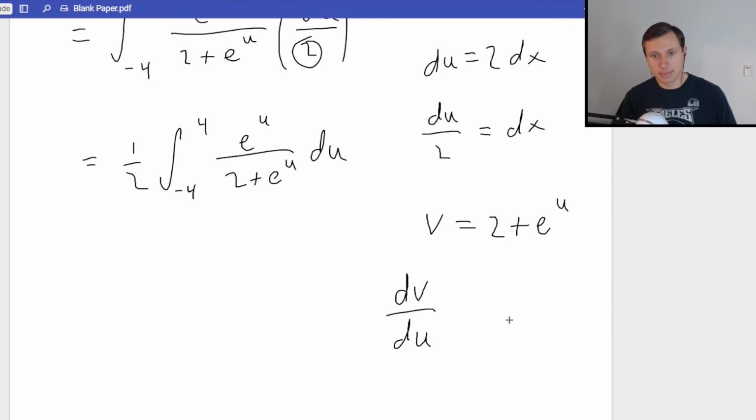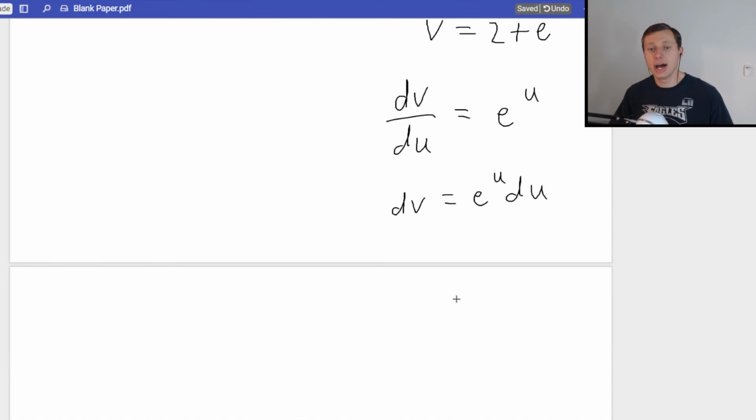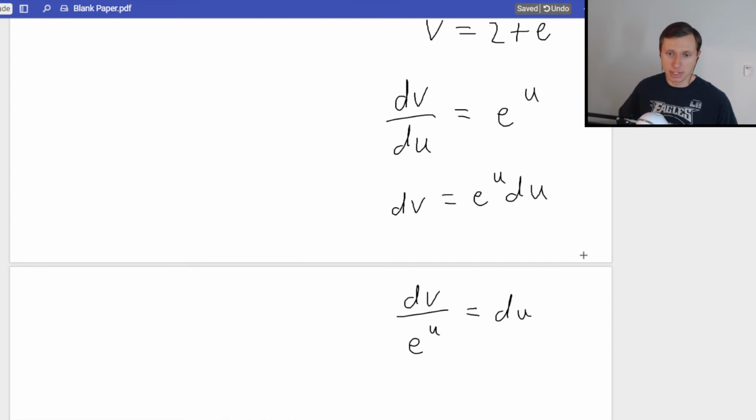That's the strategy. So what's the derivative of 2 plus e to the u? The derivative of 2 is 0. The derivative of e to the u is just e to the u. Great. Again, I'm solving for du, so I'm going to multiply both sides by du. I get dv equals e to the u du, and then divide by e to the u. dv divided by e to the u equals du. Is anyone confused yet? You should be.